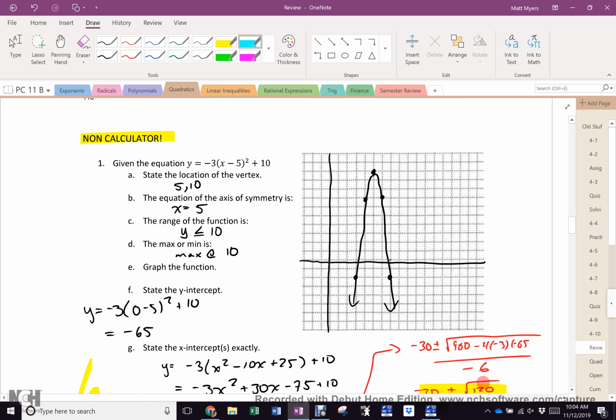I did it in my head. 4 times 3 is 12. 12 times 60 is 720. 12 times 5 is 60. 720 and 60 is 780. 900 minus 780 is 120. Yes, you can. You just don't.